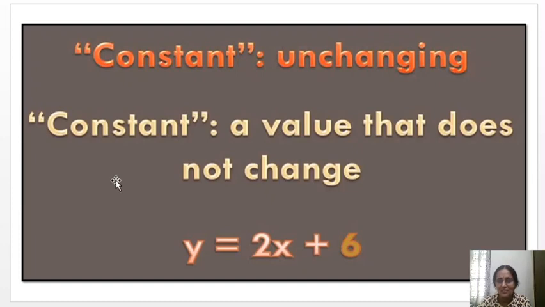Now what do you mean by constant? It's a very easy term. It is a value that does not change. The given expression is y equals x plus 6. Here the value of 6 is constant. It does not change. The term 2x, its value changes because this term's value depends upon the value of x. Here we can assign any value for x. So these are all variable terms. Only 6 is the constant term.